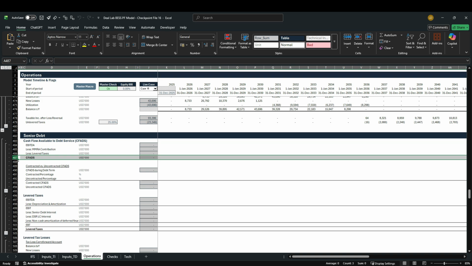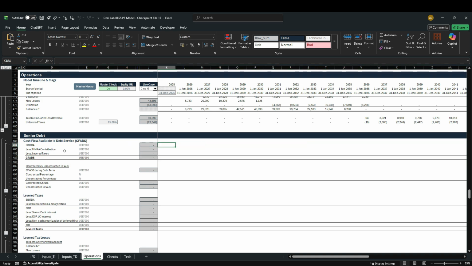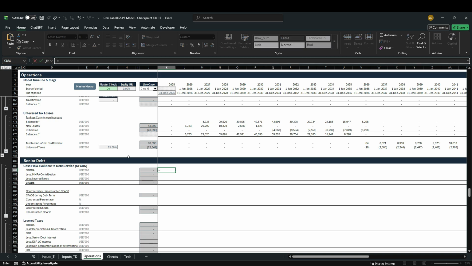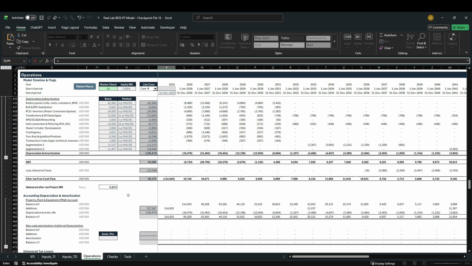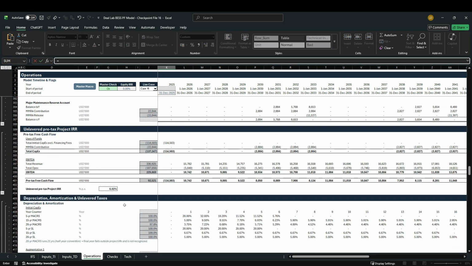And from a modeling standpoint, it's relatively easy to arrive at CFADS. All we have to do is pull in 3 metrics, and we'll start by pulling in our EBITDA. So that equals our EBITDA that we have modeled in one of our previous lessons in row 399 under the unlevered pre-tax project IRR section. So pull in our EBITDA.